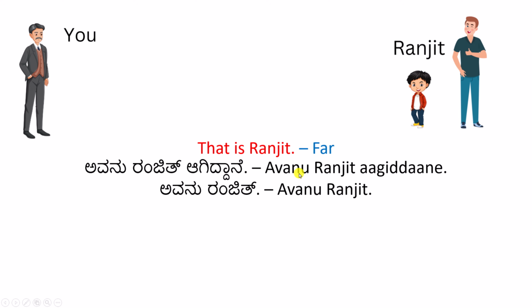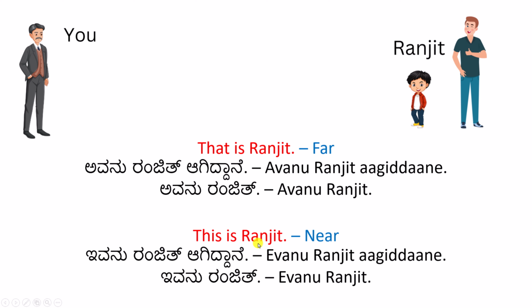Avanu here is that. Avanu is he, but we use the same word for that because here that refers to Ranjit, who is a person. Alright? So avanu is that. Now this sentence would reduce to avanu Ranjit. Avanu Ranjit. Alright?